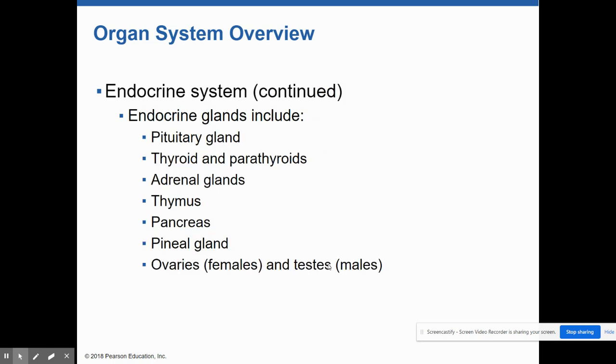And the main anatomical structures in the endocrine system are the pituitary gland, the thyroid and parathyroid glands, the adrenal glands, the thymus gland, your pancreas, your pineal gland, and your ovaries and testes. When we cover the endocrine system, we'll go over exactly which hormones each of these organs produces, so that way you have a deeper understanding of the endocrine system.